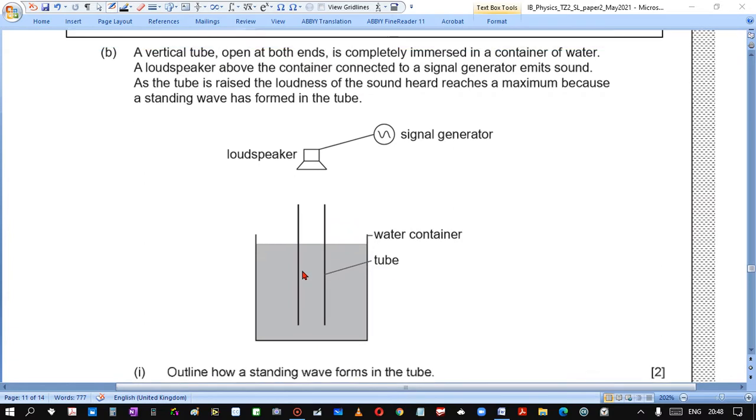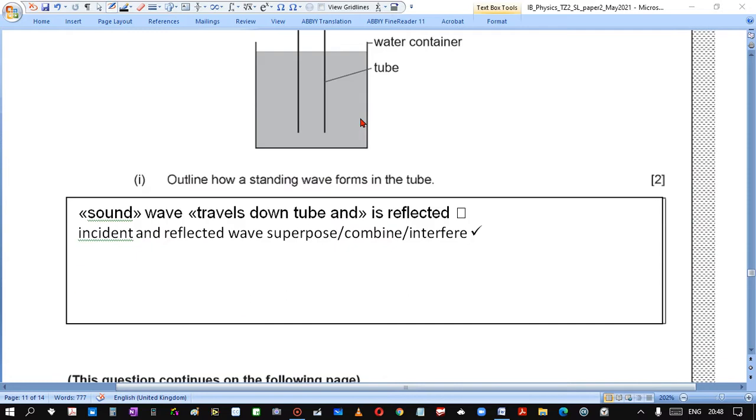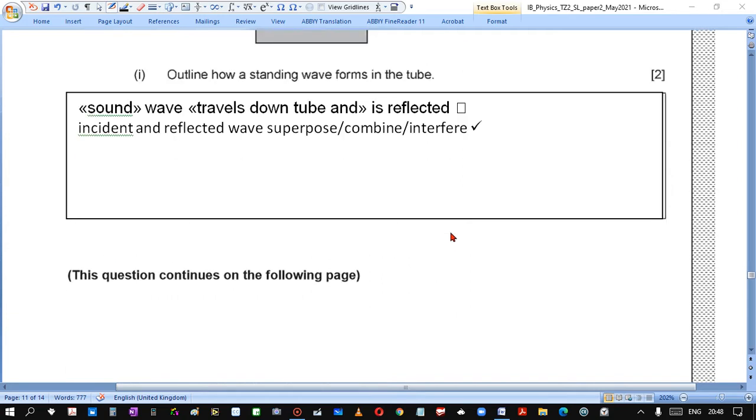A vertical tube open at both ends is completely immersed in a container of water. A loudspeaker above the container, connected to a signal generator, emits sound. As the tube is raised, the loudness of the sound reaches a maximum because a standing wave has formed in the tube. Outline how a standing wave forms in the tube. Sound waves travel down the tube and are reflected. Incident and reflected waves combine and interfere.